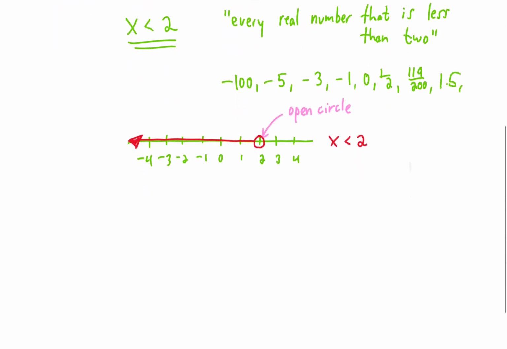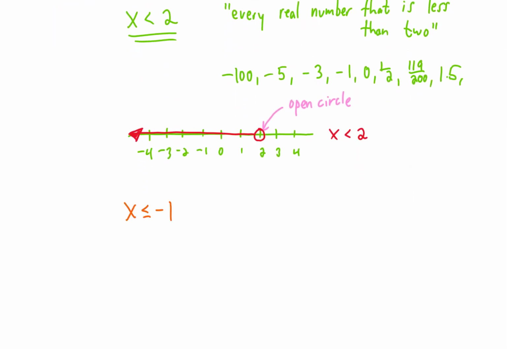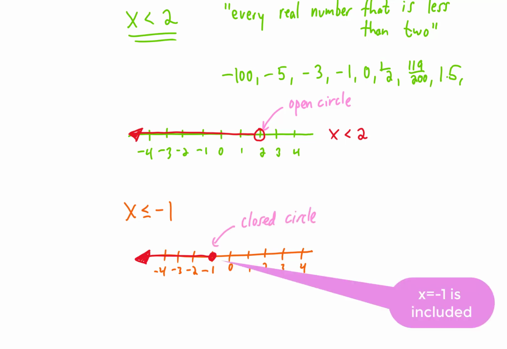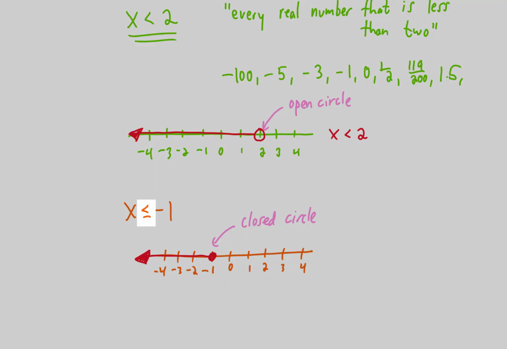Alright, let's look at another inequality. x is less than or equal to negative 1. If we draw out a number line, because we have a less than or equal sign on this inequality, we're going to use a closed circle at negative 1, and we're going to shade in everything to the left, or less than negative 1. We used a closed circle here to indicate that negative 1 is included in the solution set, because negative 1 is less than or equal to negative 1. So in short, if there's an equal on the inequality, we'll use a closed circle, and if there's not an equal on the inequality, we'll use an open circle.